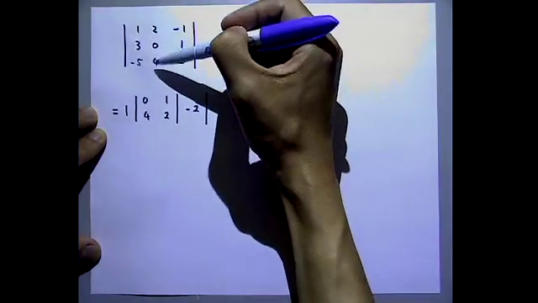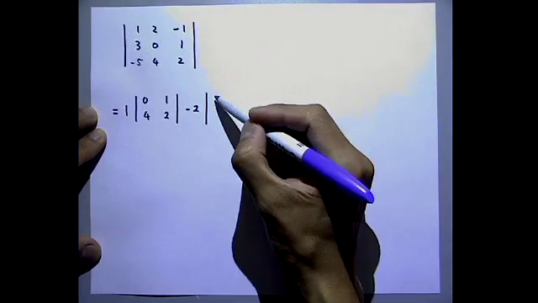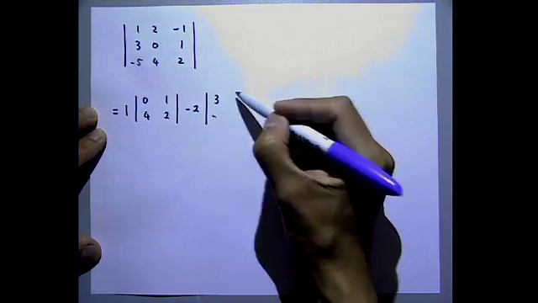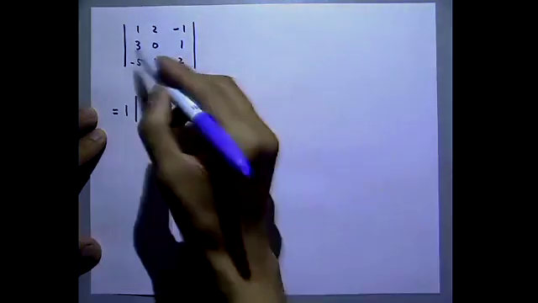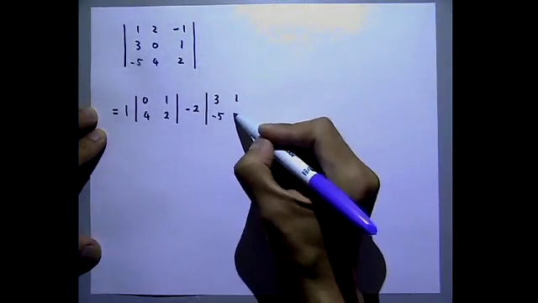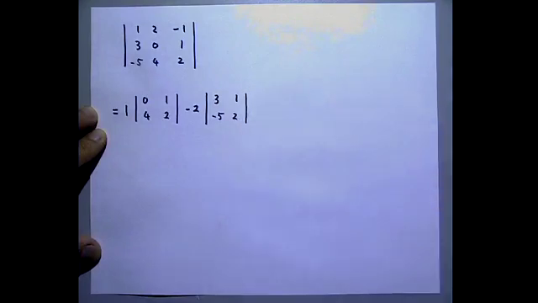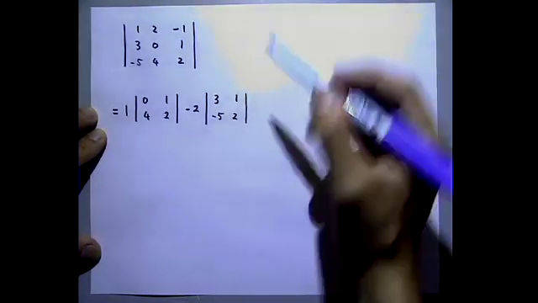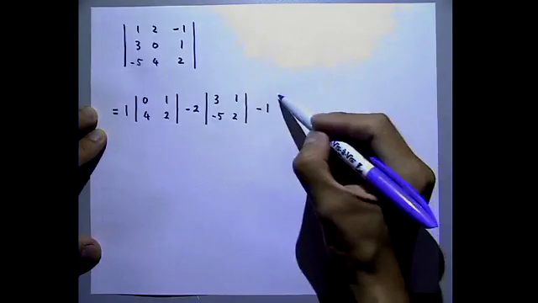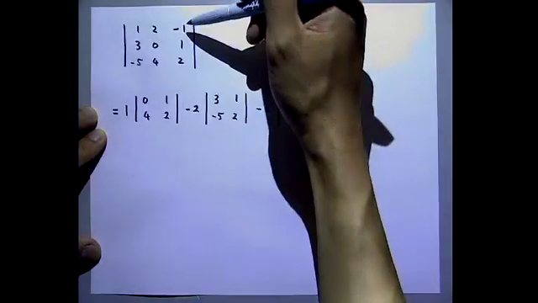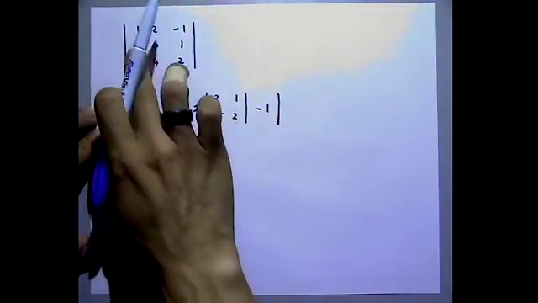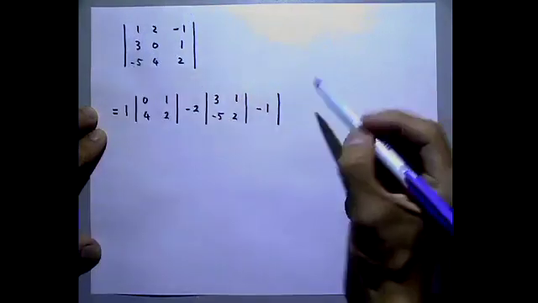Block out its column, block out its row. 3, minus 3, 1. We always read across first. 3, 1, minus 5, 2. And then the last one. Minus 1 times, block out its row, block out its column. 3, 0, minus 5, 4.